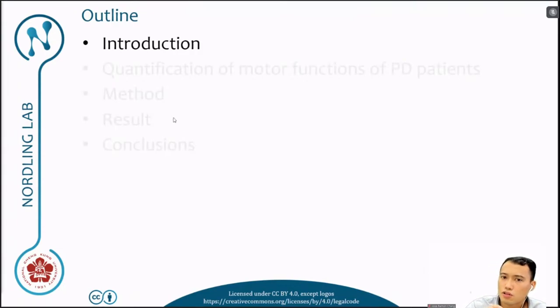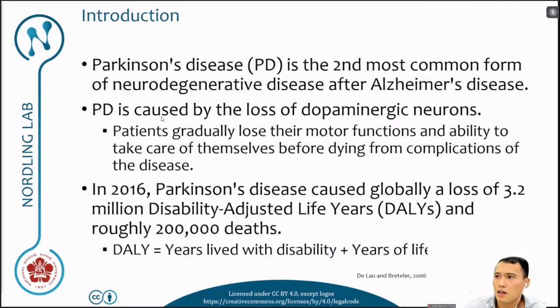So to start, Parkinson's disease is the second most common neurodegenerative disease, after Alzheimer's disease. It is caused by the loss of dopaminergic neurons, which causes patients to gradually lose their motor functions and their ability to take care of themselves before they eventually die from complications of this disease.